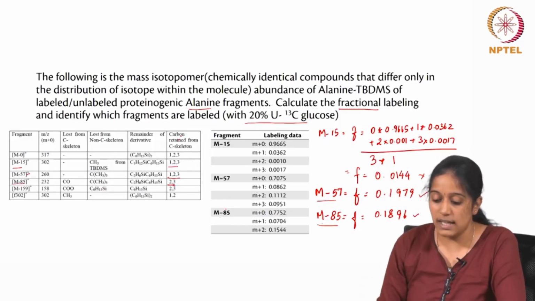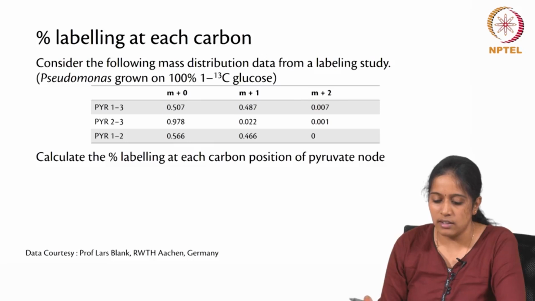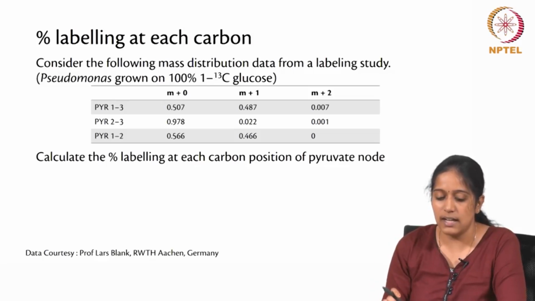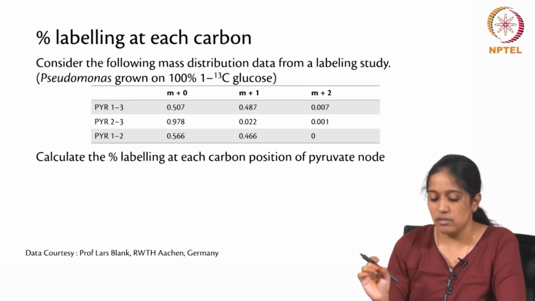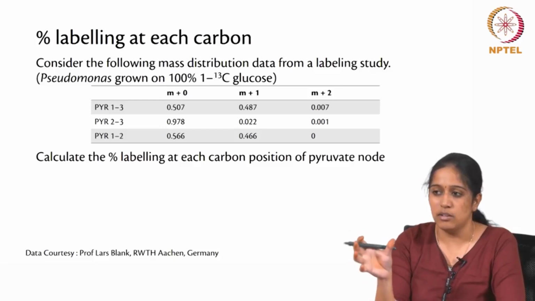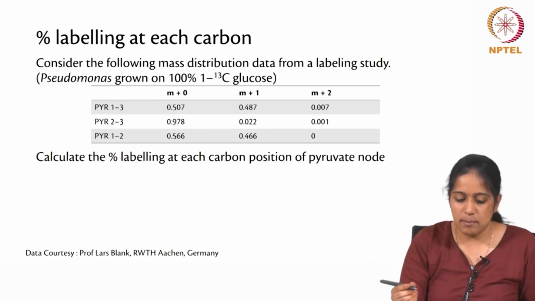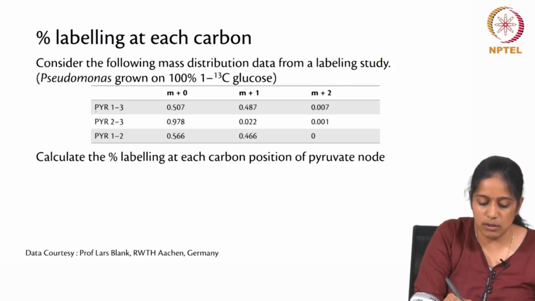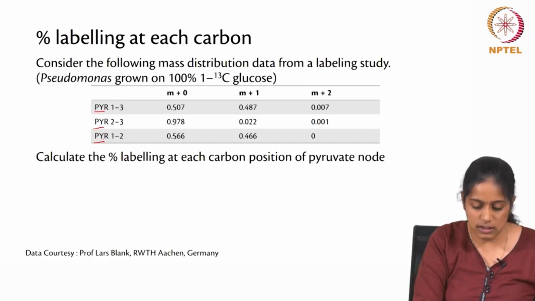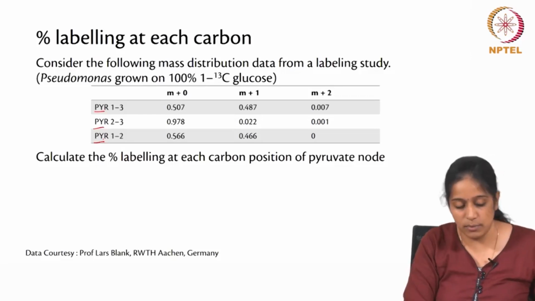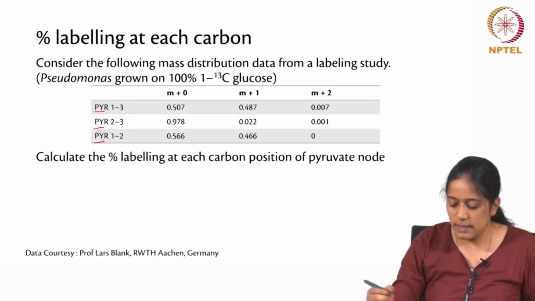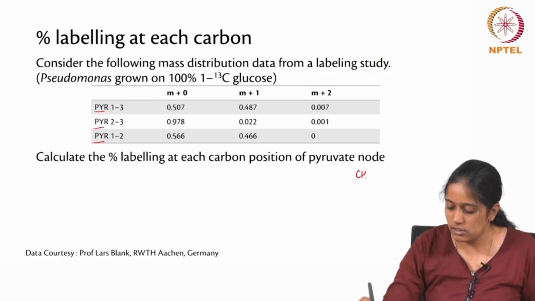So, these are few examples, and in the next example we will try to see how to calculate the percentage labeling at each carbon in a given molecule. So, if you have say pyruvate, so here I take the example of pyruvate. So, pyruvate as we all know is a 3 carbon compound, and it basically has CH3 C.